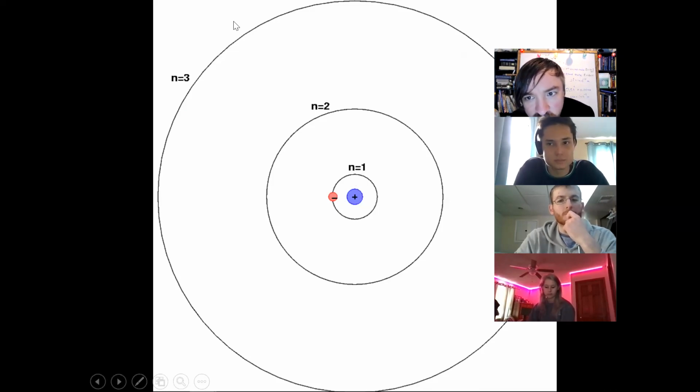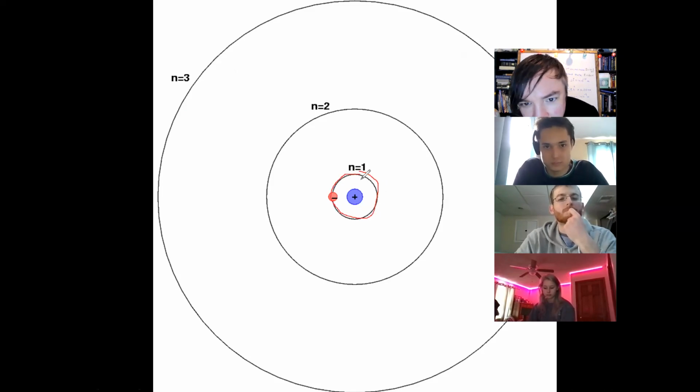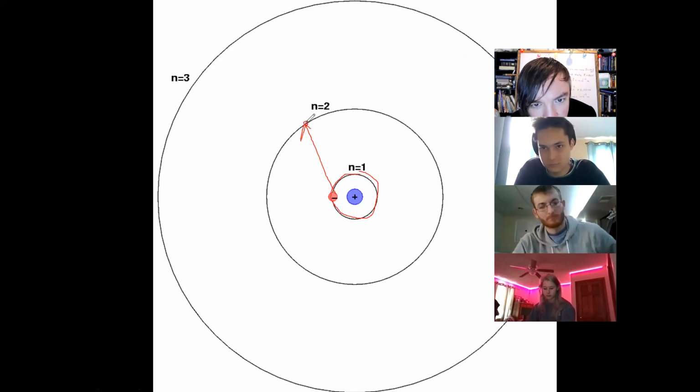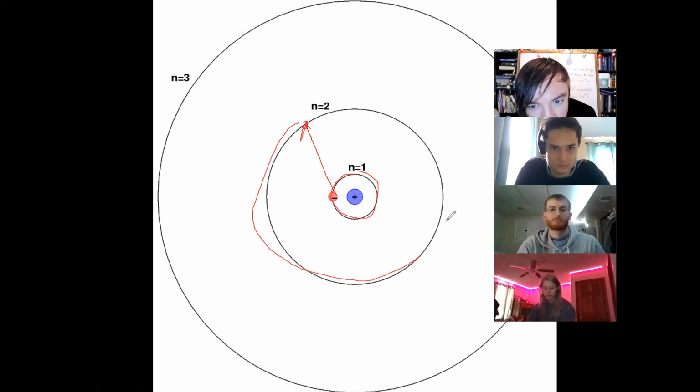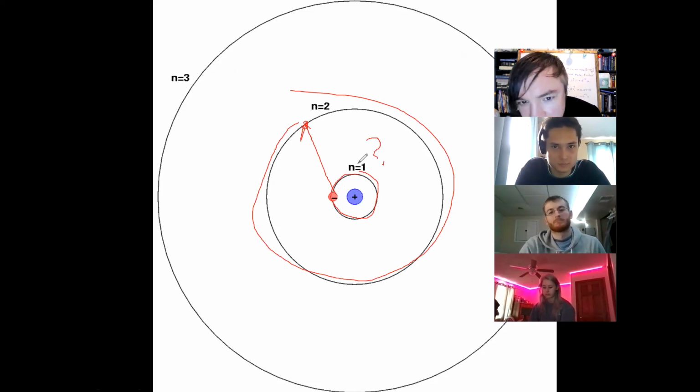What you've learned so far is that the electron can orbit here at the ground state. That's where it tends to be when the atom is cold and not bothered. If you energize the atom, you can make the electron jump up to here and it will orbit there. But the electron cannot orbit in between these two orbits. That's kind of like a no man's land.